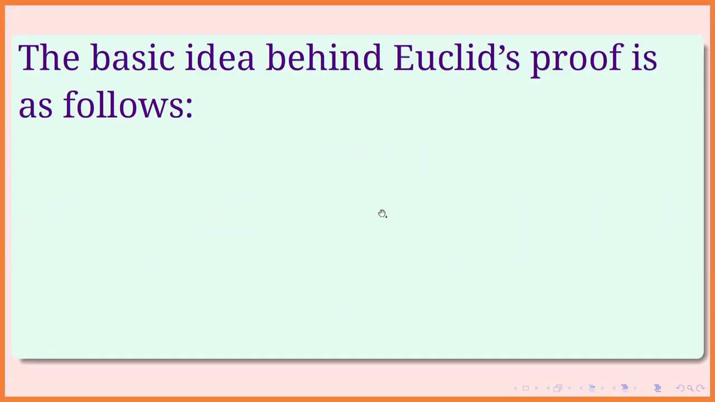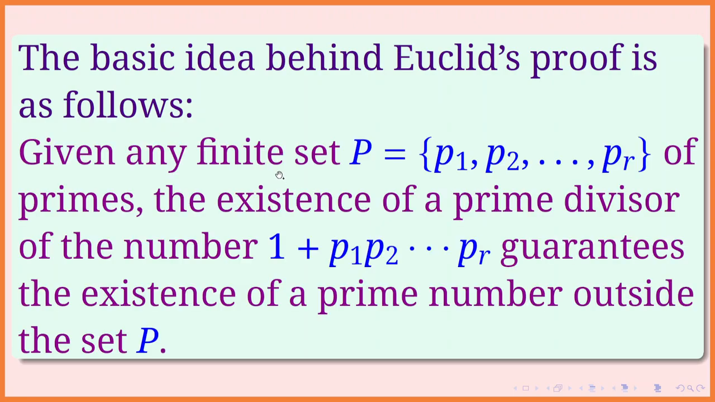The basic idea behind Euclid's proof is as follows. Given any finite set P of prime numbers, the existence of a prime divisor of the number 1 plus the product of the members of the finite set of prime numbers guarantees the existence of a prime number outside the set P.